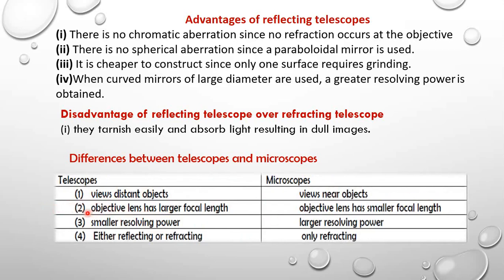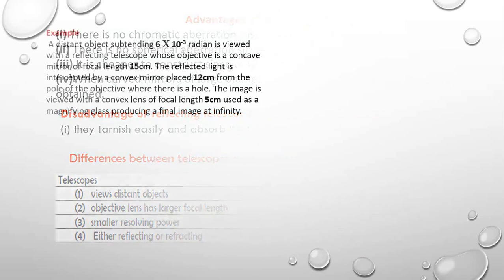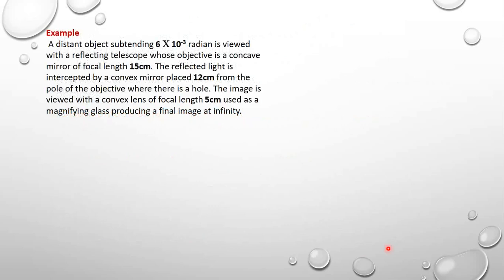Telescopes have objectives with a larger focal length, and the objective of the microscope has a smaller focal length. Then telescopes have smaller resolving power, microscopes have a large resolving power. For telescopes, they are either reflecting or refracting, while microscopes are only refracting. They're only refracting.